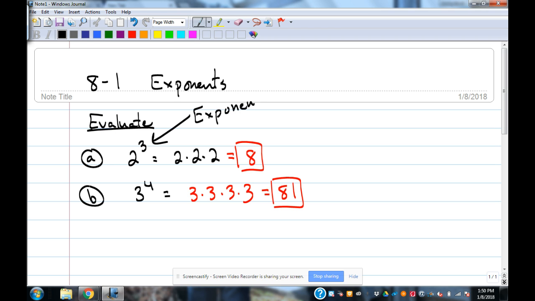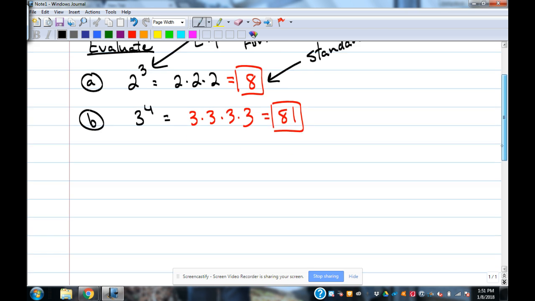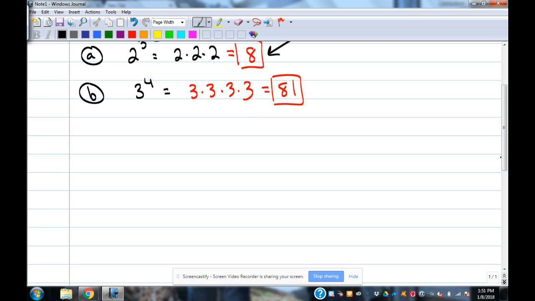Exponential. That's exponential form with an exponent. This is standard form. And there's going to be times where they're going to ask for an answer in standard form, or they're going to ask for an answer in exponential form. You got to know the difference in the two. Exponential has exponents. Standard does not. That's if it's a number. Okay. All right. Let's look at some properties of exponents.